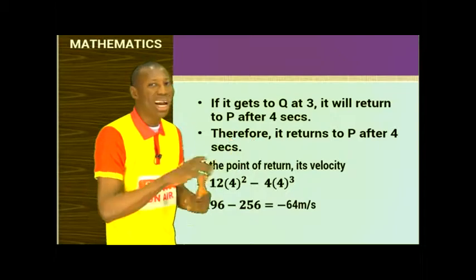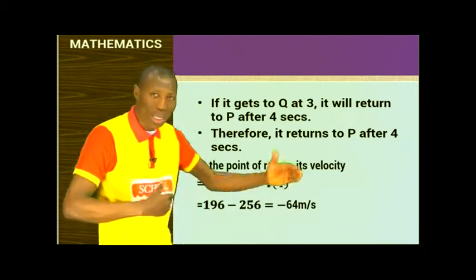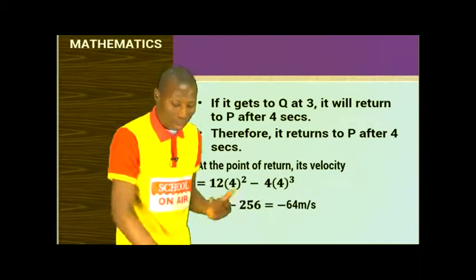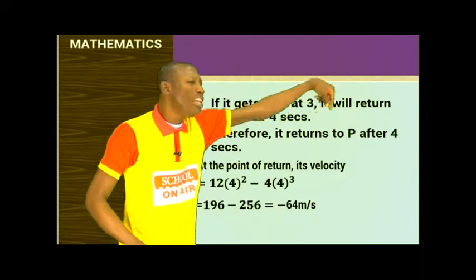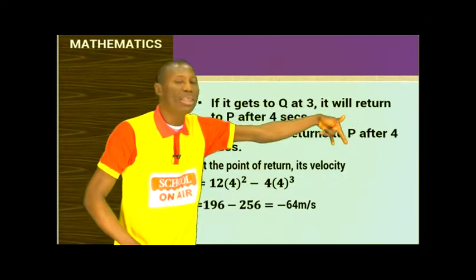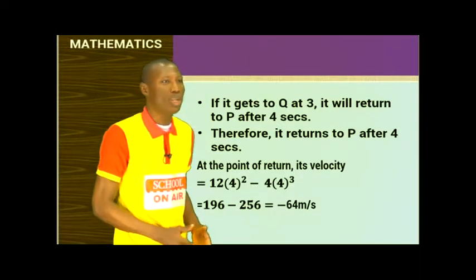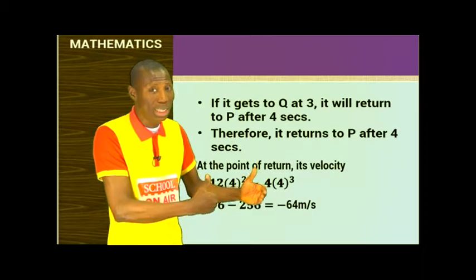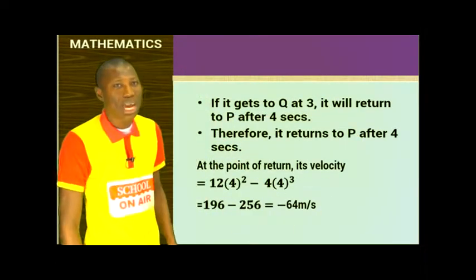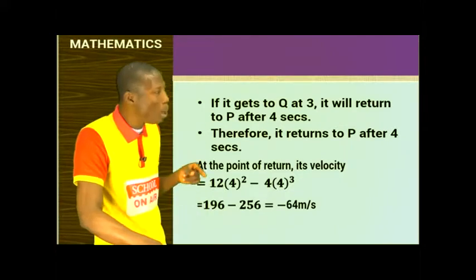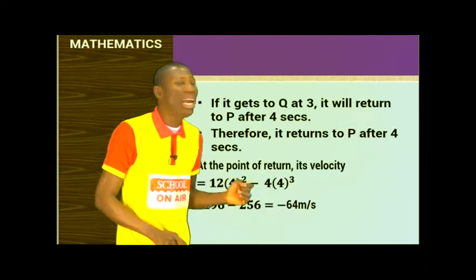Now, this one is a logical aspect in this question. When the body is moving from p to q, it gets to q at 3 seconds, and it will leave that point after those 3 seconds, coming back to p. So you get to p after 4 seconds. It depends on the distance, but it can't leave a point at 3 seconds and get to another point at 3 seconds. So logically, this body will get to p after 4 seconds.